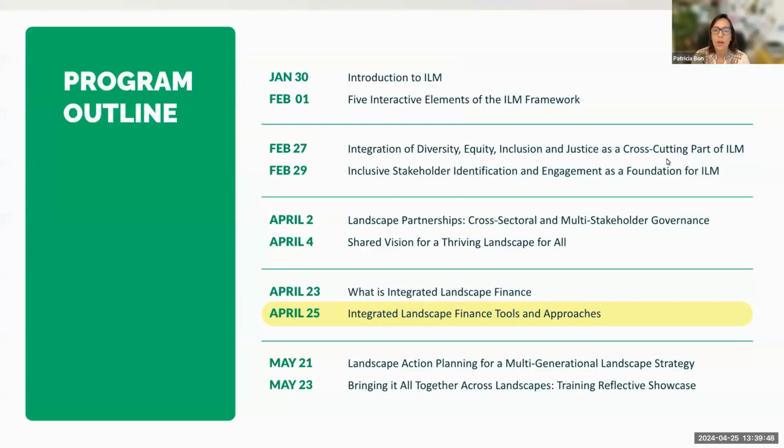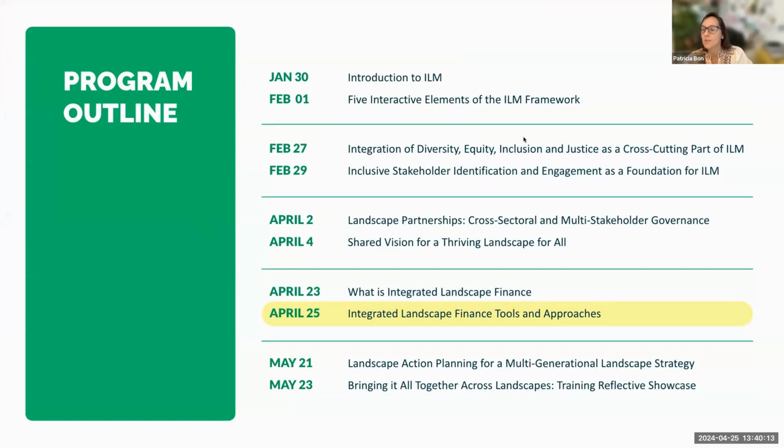So just to show you guys where we are on the training program, we've been through Intro to ILM. We've talked about the different elements of the ILM framework. We've talked a little bit about the importance of working with the ideas of inclusion and diversity, and really being as inclusive as possible when thinking about all of the landscape, all of the participants in the landscape project. We talked a lot about stakeholder identification and engagement.